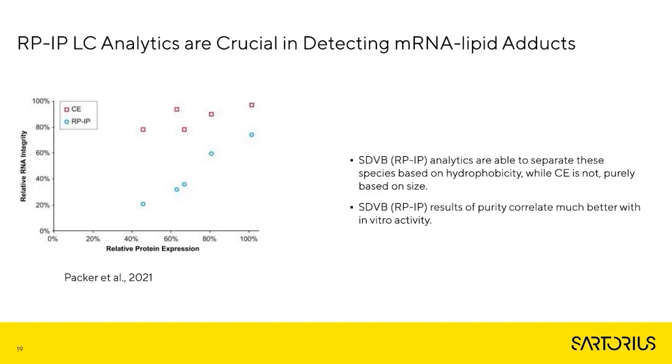And here you see the first article on this, from Packer in 2021 at Moderna. You can see that the correlation between CE integrity and protein expression is not very good, while the correlation between reverse phase ion pair analytics and relative protein expression is very good, actually. So the integrity based on LC in this case correlates much better with the actual activity.